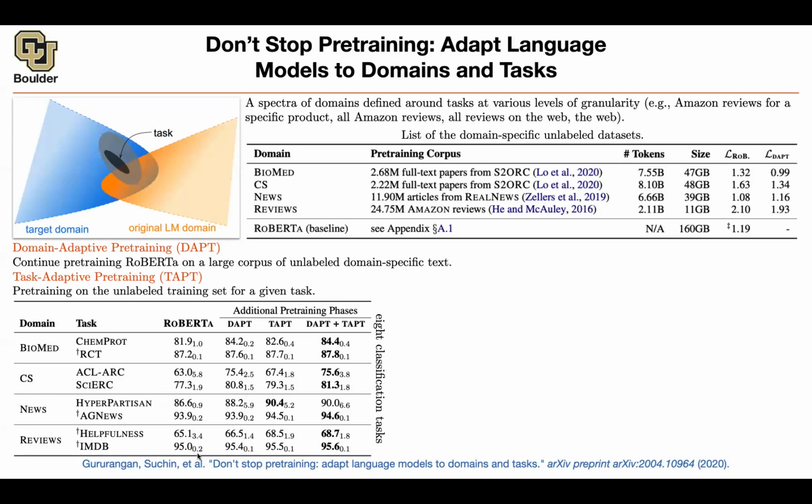You start with Roberta, and that's going to be your performance. And what are you doing here? You pick Roberta, which is trained on this domain, and then you fine-tune it immediately on the task data. If you do DAPT, your performance is going to increase. If you do TAPT, it's going to increase, but only a little bit. But if you first do DAPT and then do TAPT, your performance is going to be the best. And that's the message. Don't stop pre-training.